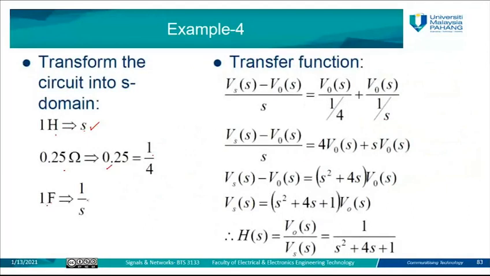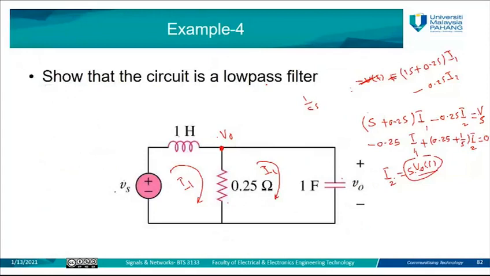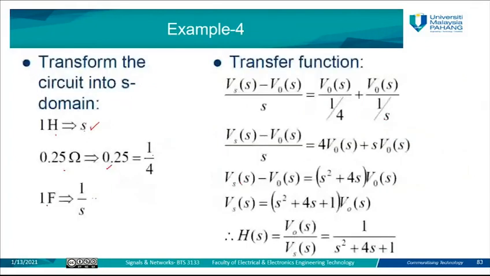Okay, then you write the equation for the current here. The input current going to this point is equal to the output currents. So we have one input current, which is (Vs minus V out) over 1 Henry, which is S already, LS. LS means 1 times S, it's S. That will equal V out over 1 over S plus V out over 1 over 4, okay?